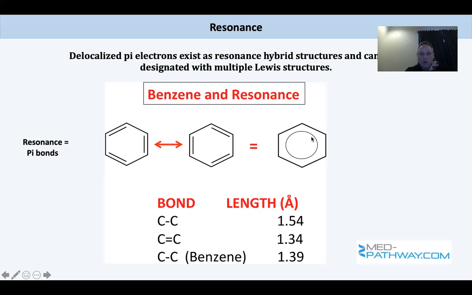And the true structure you see here has this circle in the middle, which denotes the fact that these electrons are delocalized and they're basically being shared amongst all 6 atoms in the benzene ring. And you can actually show that the bond lengths in benzene are intermediate between single and double bonds, showing you that the average bond length is somewhere between a single and a double bond.